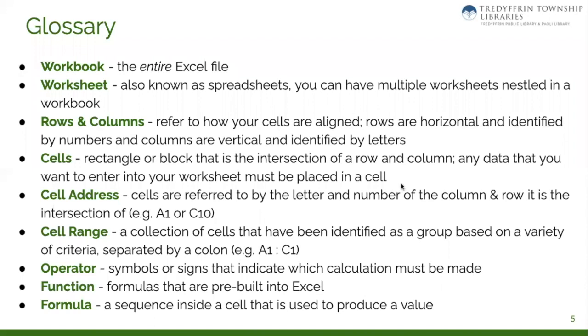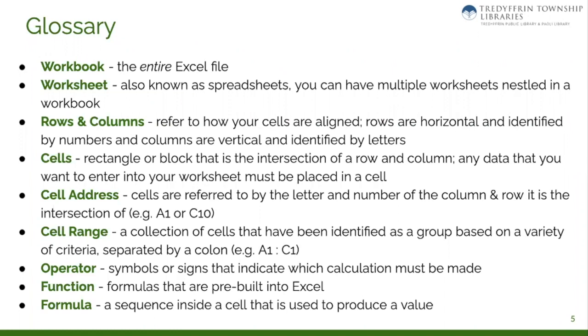Next are rows and columns. These refer to how your cells are aligned. Rows are horizontal and identified by numbers, and columns are vertical and identified by letters. Cells are a rectangle or block that is the intersection of a row and column. Any data that you want to enter into your worksheet must be placed in a cell. And cells are referred to by their cell address, or by the letter and number of the column and row it is the intersection of. So A1 is the intersection of column A, row 1, or C10 is the intersection of column C, row 10.